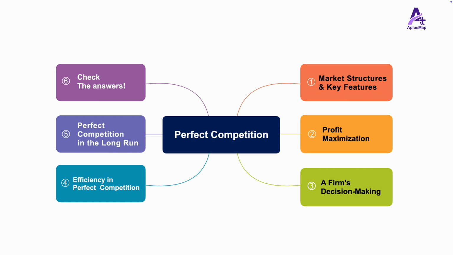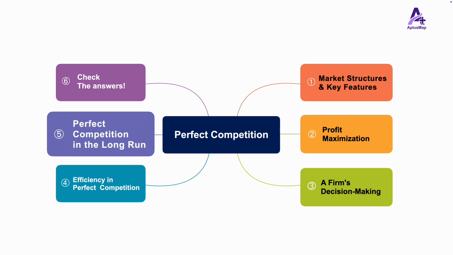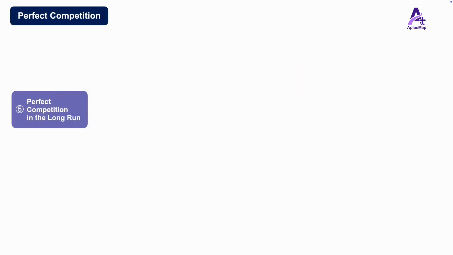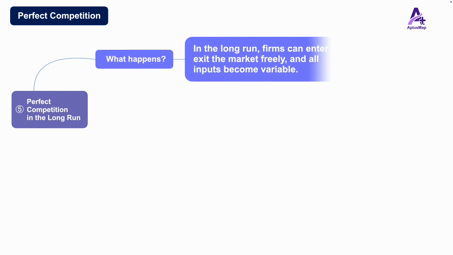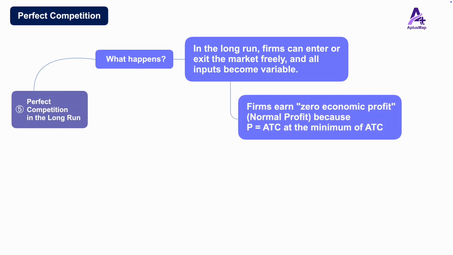So we've got the short rundown, the decisions firms make, but what about the long run? You mentioned firms can enter or exit freely, and all inputs become variable. What's the big picture outcome there? The key outcome, the defining feature of the long run in perfect competition, is that firms earn zero economic profit, or as we said, normal profit.